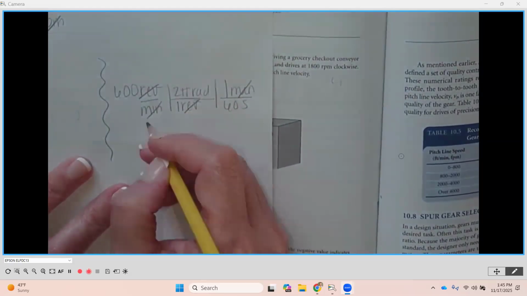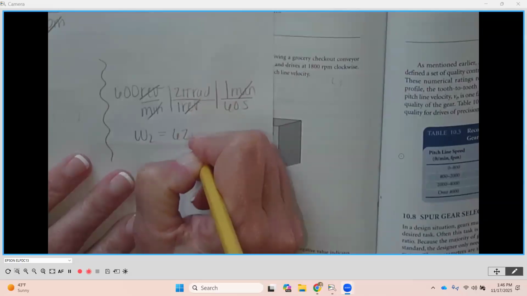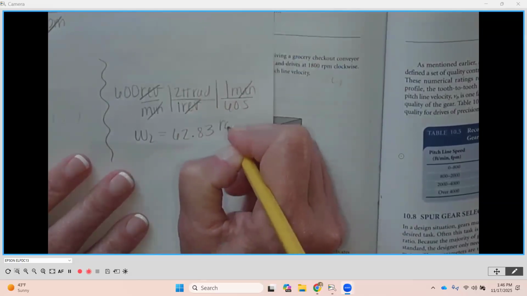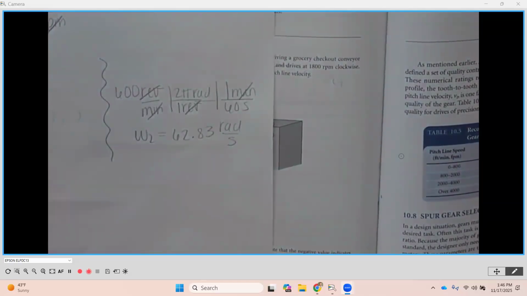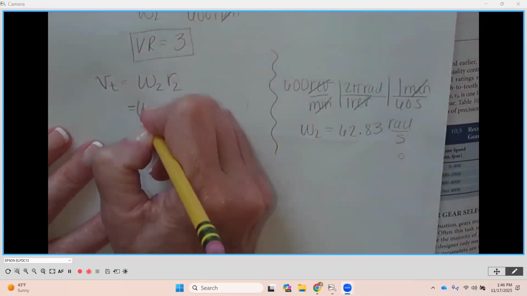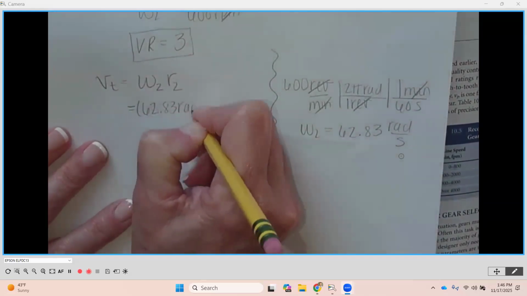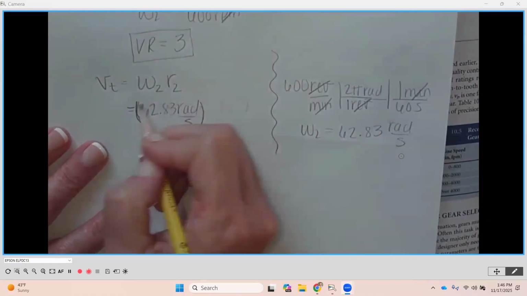So across the top, divide by the bottom, my W2 is 62.83. Anybody else get that same value? I only did it once. I could be wrong. I got the same one. You did? Okay, excellent. Okay. So now we're going to use this value, 62.83, over here. So this is going to be 62.83 radians per second. That's going to be my W2, right?